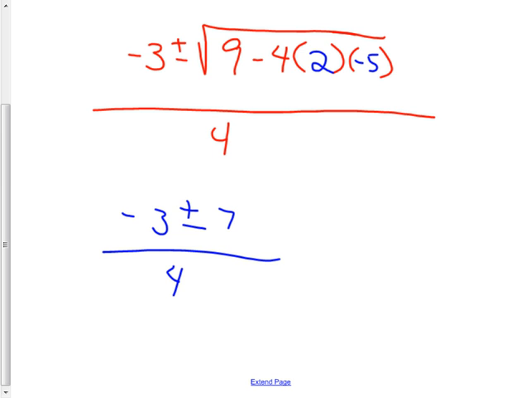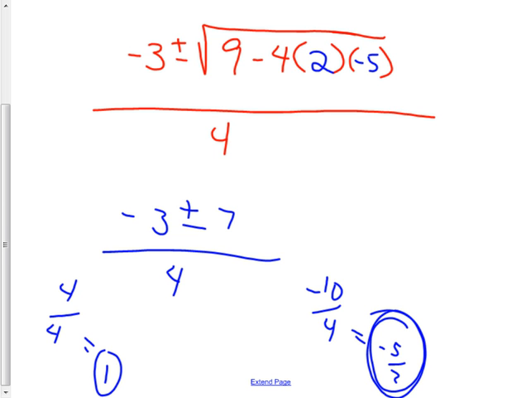And then your final answer: put that negative, do it once with plus and once with minus. You get 4 over 4, and you get negative 10 over 4. This one comes out to 1, and this one comes out to negative 5/4, also known as negative 2.5. There are my 2 answers.